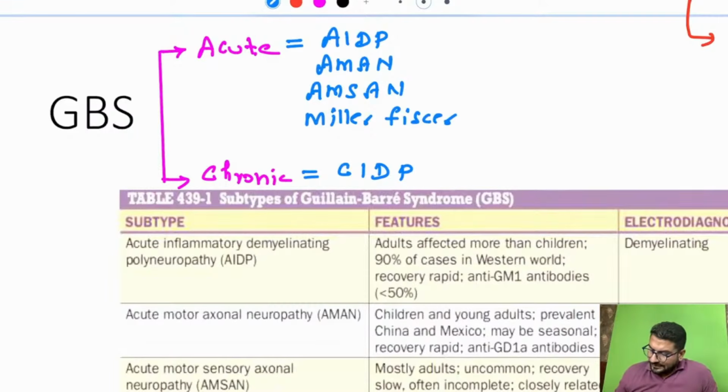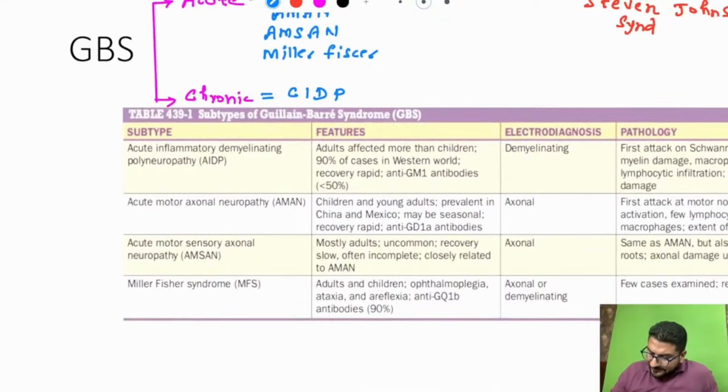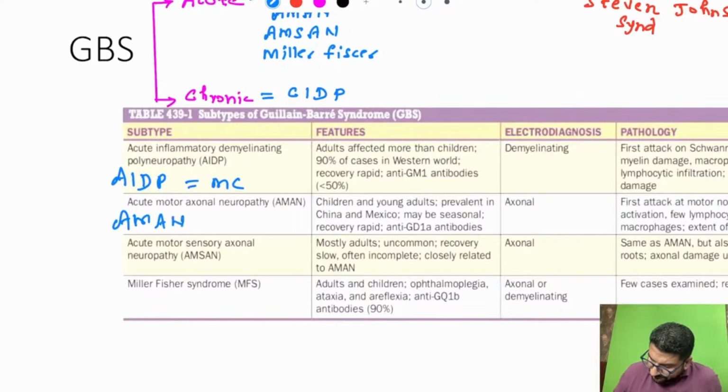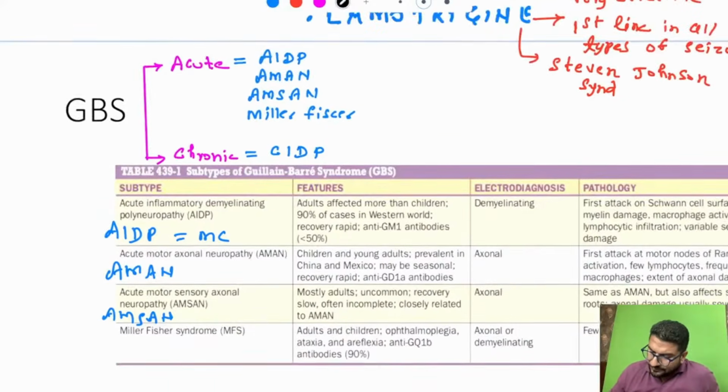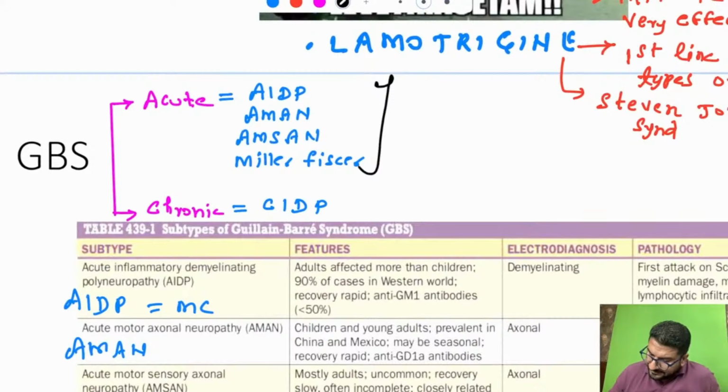अब इसको समझो. So जो इधर यहाँ पर लिखा हुआ, this is the table. Like here we can see AIDP, this is the most common acute type. Then we have AMAN, this is AMSAN, and we have Miller-Fisher. Now understand this thing. They ask you a question on management. So understand, in all acute types how will you treat? In acute we will give IVIG. In chronic type what we give, steroid.